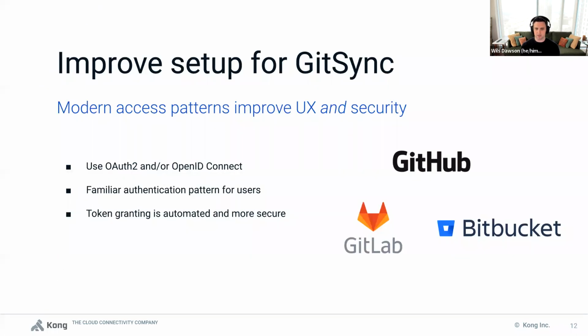Well, in this beta of 2022.3, in that version of Insomnia, we are improving setup for Git Sync. And we're leveraging modern access patterns to improve the UX and the security of this. So the OAuth 2 and OpenID Connect flows specifically are what we're going to leverage that will help us get to all of these providers. We're starting with GitHub for this release, as it's the most popular one that we have and integrate with right now. But we want to get to all of these in the future, and we'll be able to do that with this architecture.